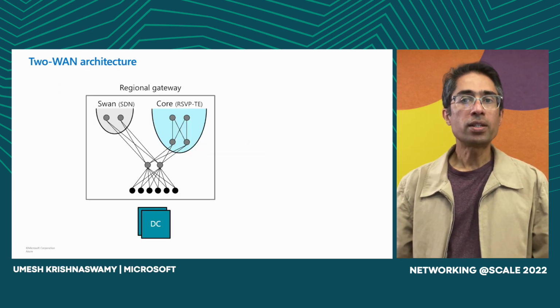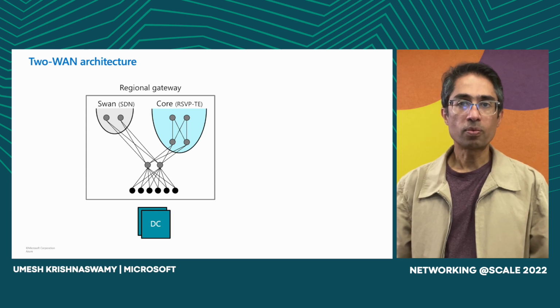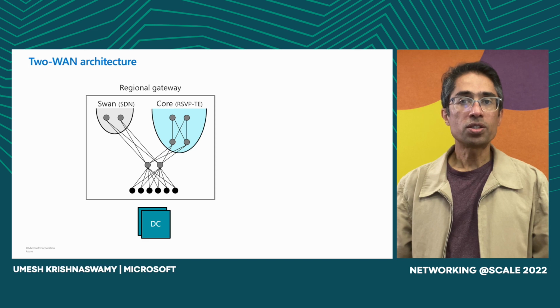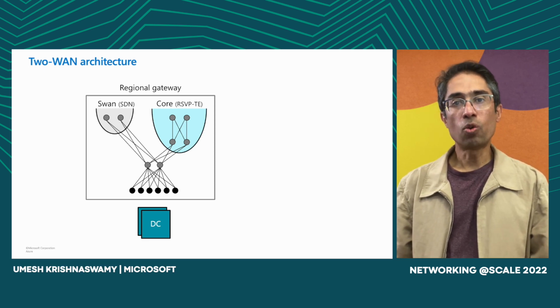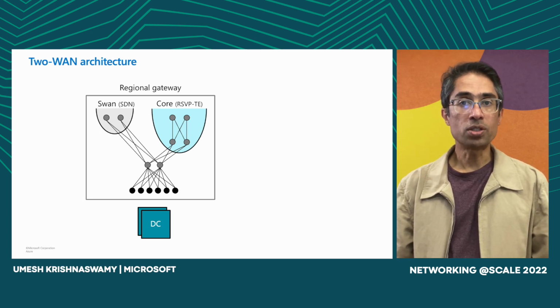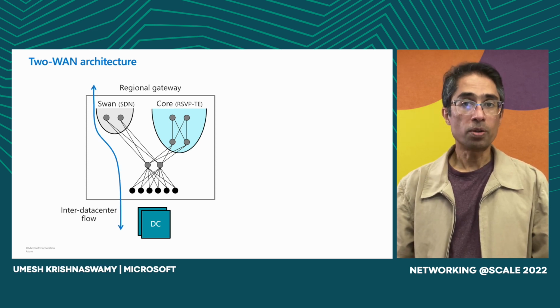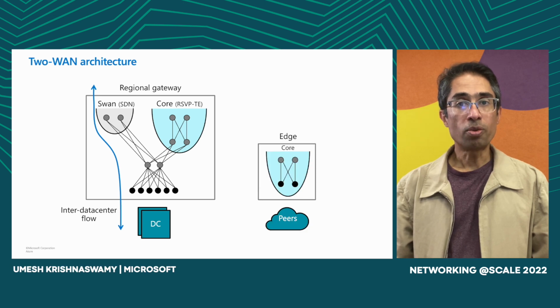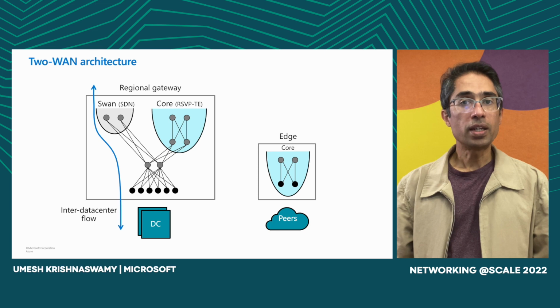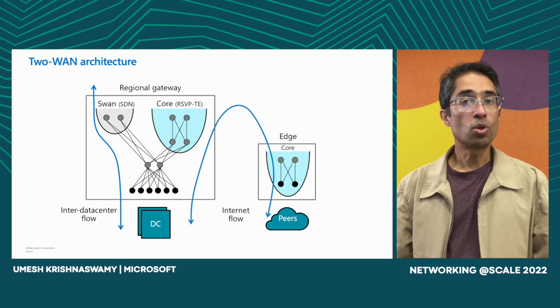Let's look at the Two-WAN architecture. Regional gateways connect the data centers in the region and also contain Swan and core routers that provide long-haul connections to other regions and edge POPs. Inter-Datacenter traffic flows over Swan. Edge POPs only contain core routers, and internet traffic flows over core.